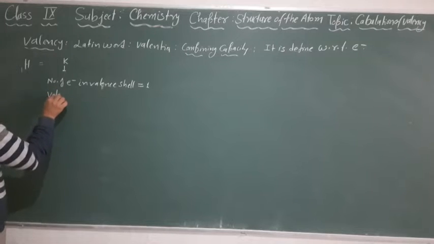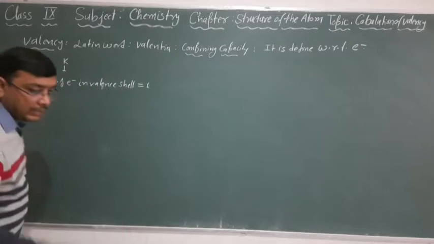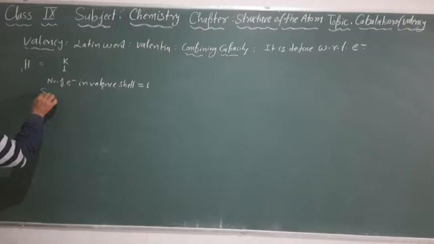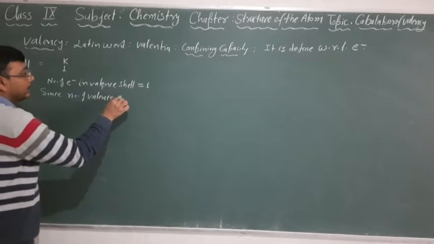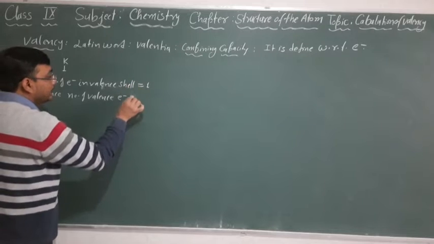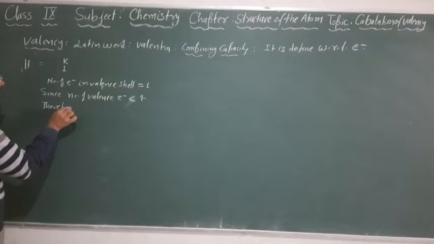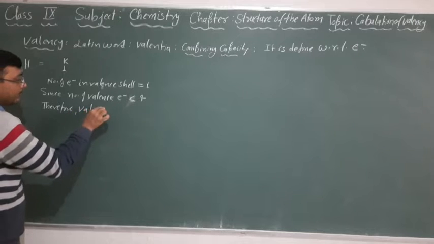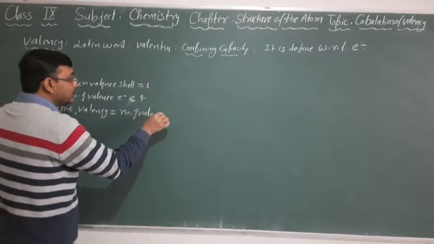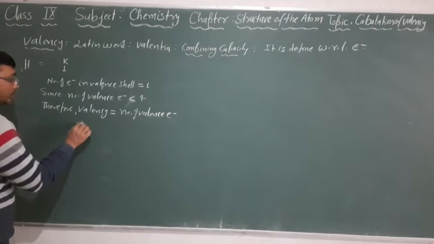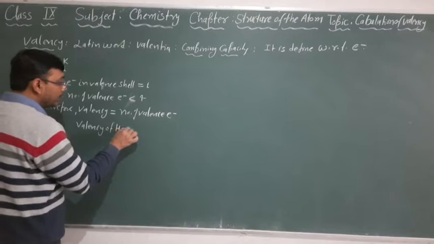So we can write one line clarification: since the number of valence electrons is less than 4, therefore valency is equal to the number of valence electrons. So we get the valency of hydrogen is 1.